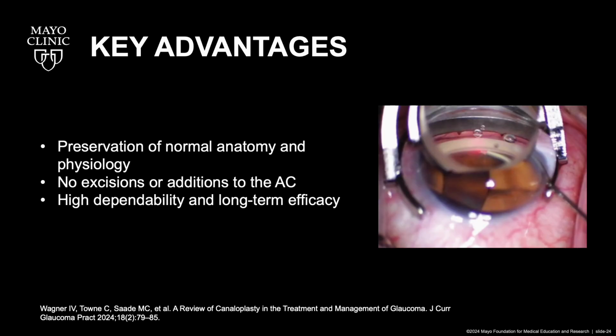As a quick summary, some of the key advantages of ab-interno canaloplasty include preserving the eye's normal anatomy, avoiding tissue excision or implants, and providing a reliable and sustainable method of intraocular pressure reduction. The ability to intervene earlier in the disease process with fewer risks helps bridge the gap between medical and more invasive surgical therapies.